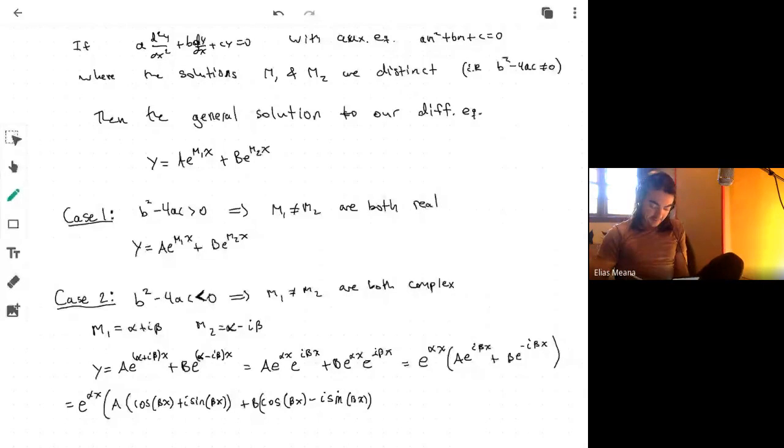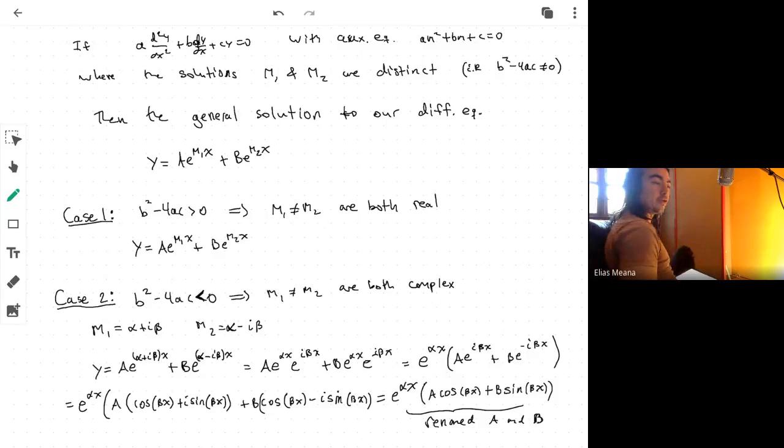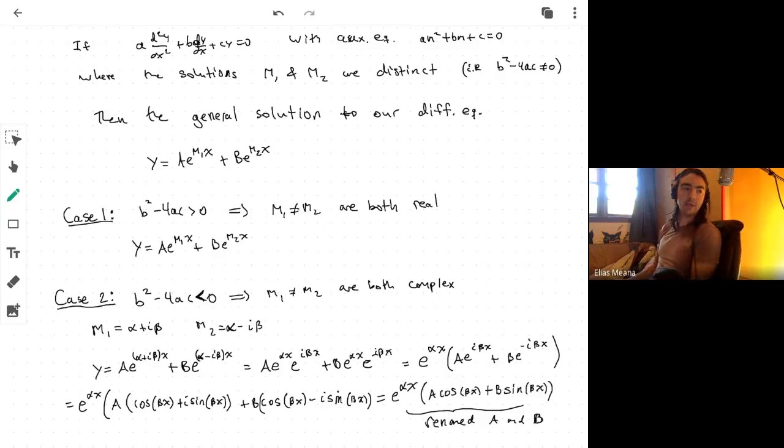So what we'll end up with here is that our solution is just of the form e to the alpha x, A cosine of beta x plus B sine of beta x. Where again, we have to be careful that we've renamed A and B. Okay. I'm not being super careful there because we only care about the final result. We don't care about the intermediary steps, okay?